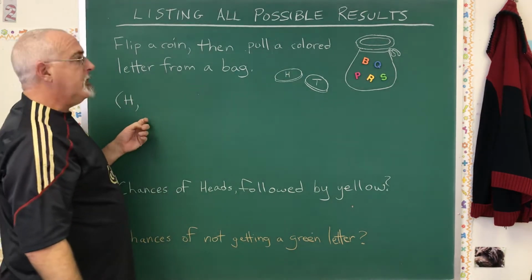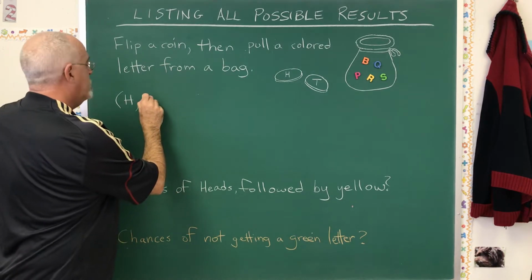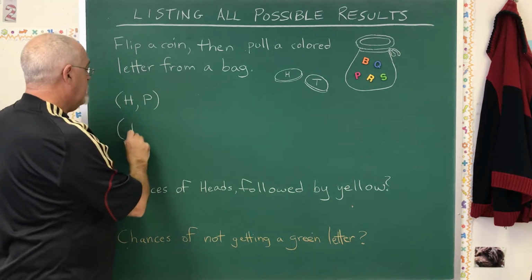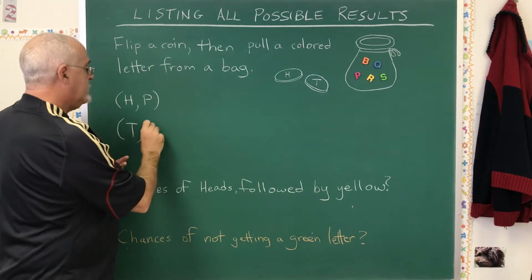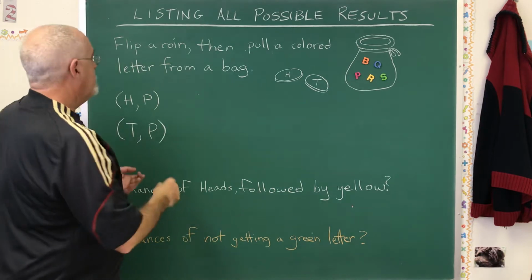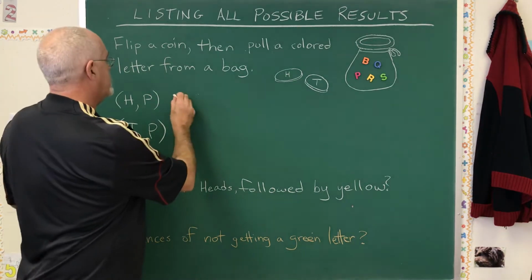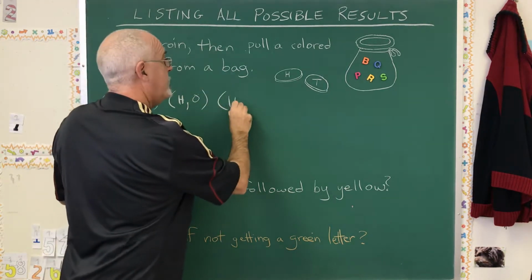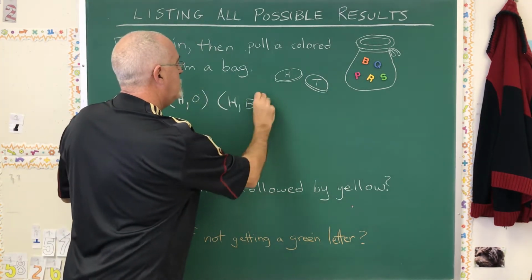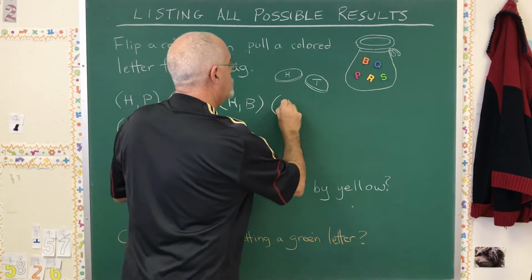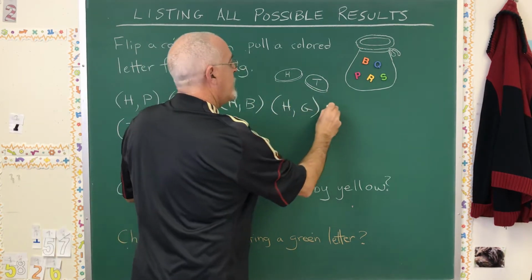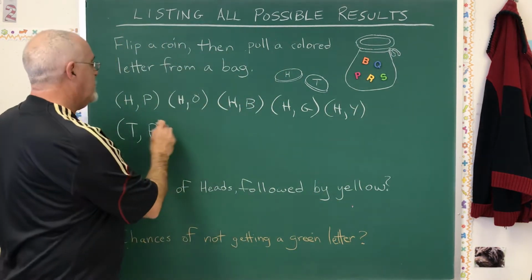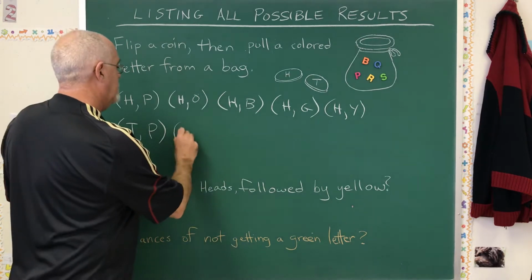We can get a heads from the coin and get the pink letter from the bag, but we can also get the tails when we flip the coin and still get the pink letter. Looking at all the other combinations, we can have heads with orange, heads with blue, heads with green, and heads with yellow. That means, of course, we can have tails with each of those colors as well.